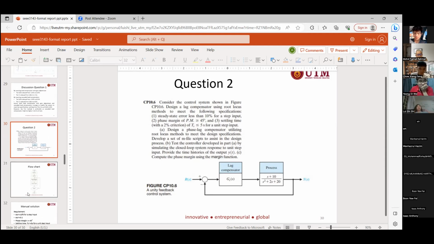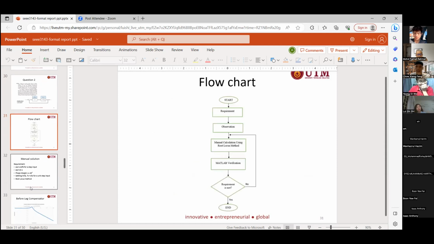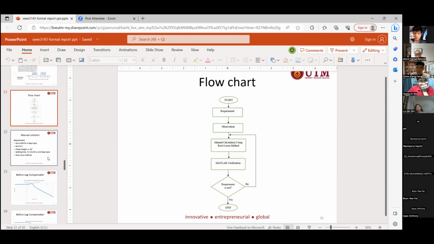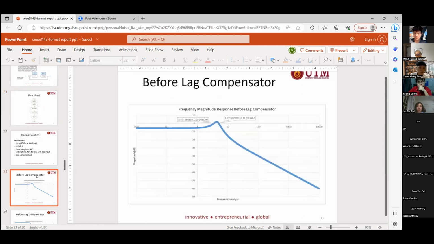Okay, this is basically our flowchart, like Shishi mentioned just now. The only difference is the third step, which is the calculation using the root locus method. In this question, we are going to use this method to solve it.